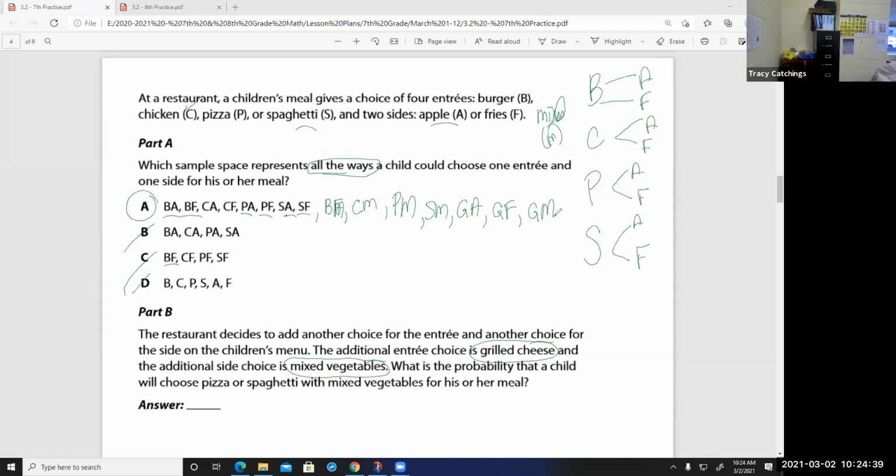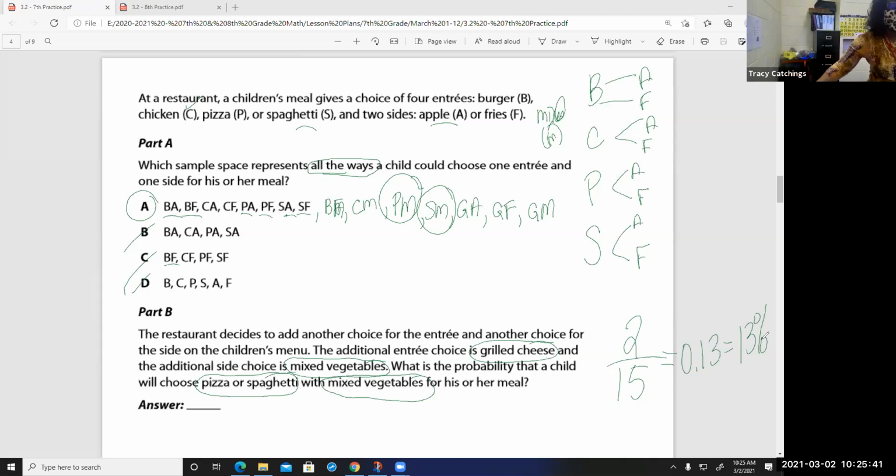All of that, the whole row. 15. That's 8, 9, 10, 11, 12, 13, 14, 15. All right, they told us the probability that a child would choose pizza or spaghetti with mixed vegetables. Do we see it? Pizza or spaghetti and mixed vegetables. Yeah, right there. P and M. Okay. S and M. All right, any others? That's it? How many did we choose? 2 out of 15. Somebody divide it out for us. All right, 13%.